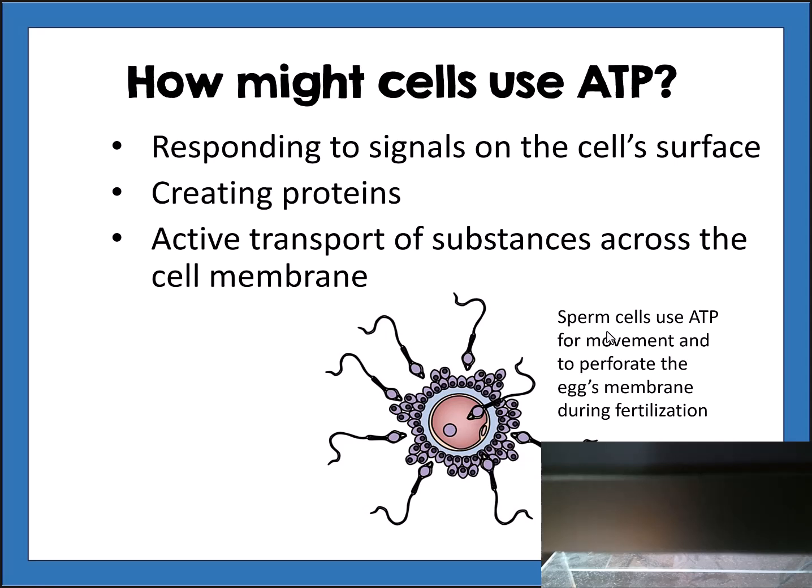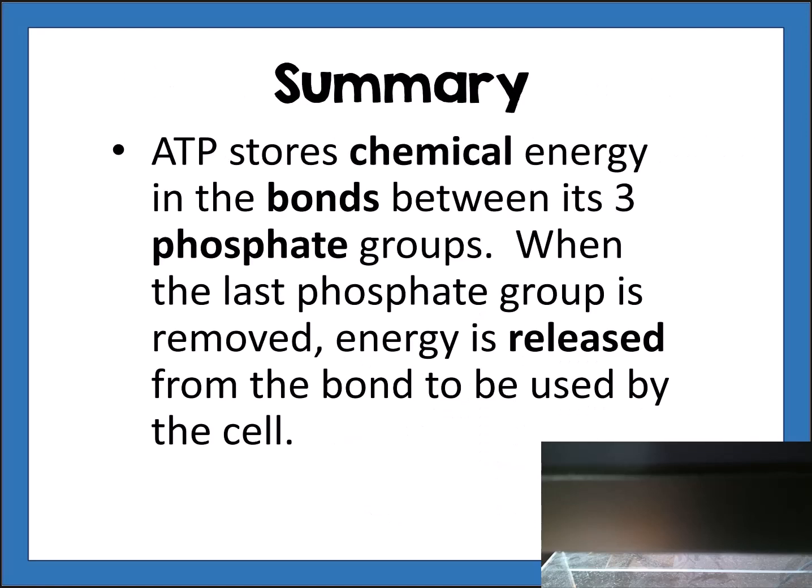Another example here is sperm cells that use ATP for movement. So all of these purple cells are sperm cells, and they use the ATP not only to move towards the egg cell, but also to perforate through the egg membrane and fertilize the egg. So in summary, ATP stores chemical energy in the bonds between its 3 phosphate groups. When the last phosphate group is removed, energy is released from the bond to be used by the cell.